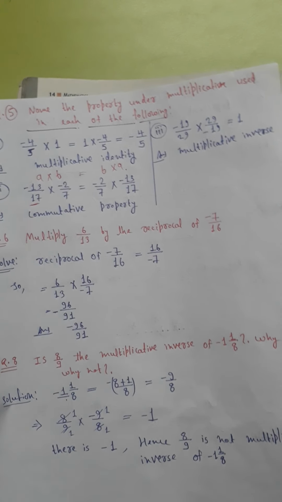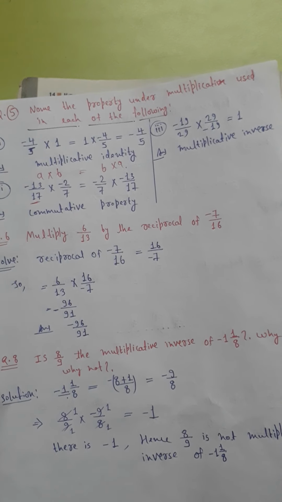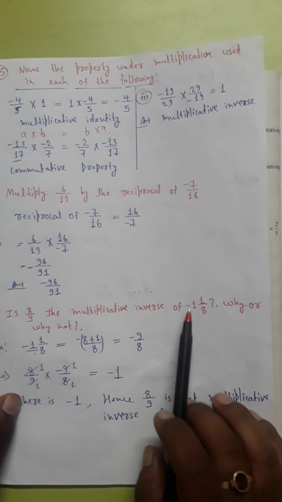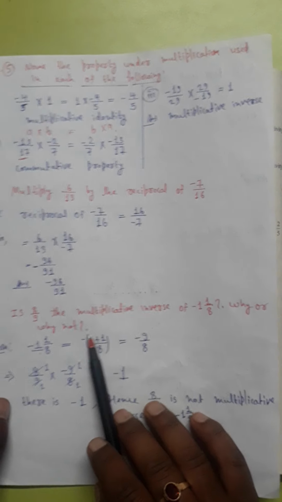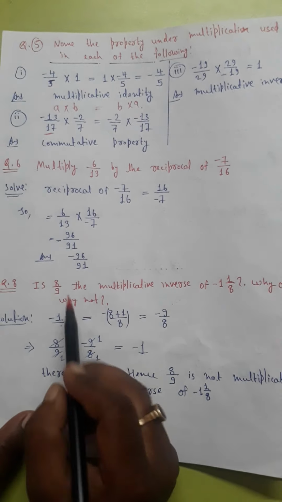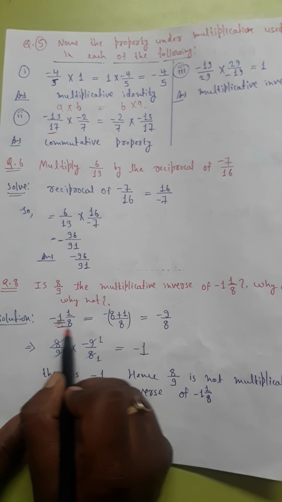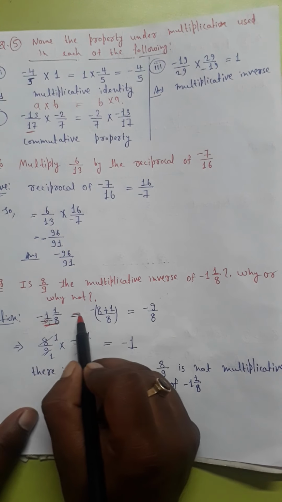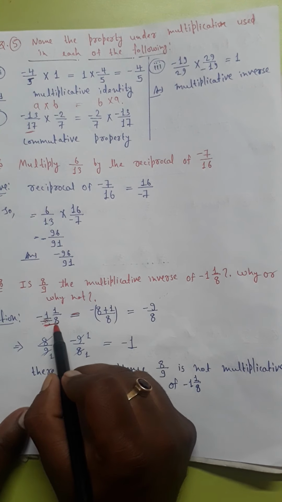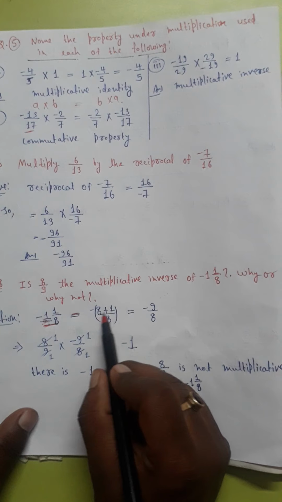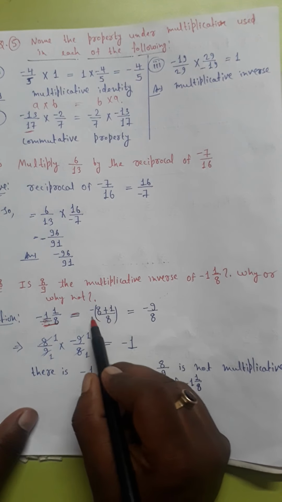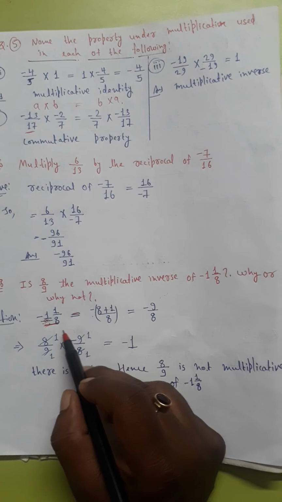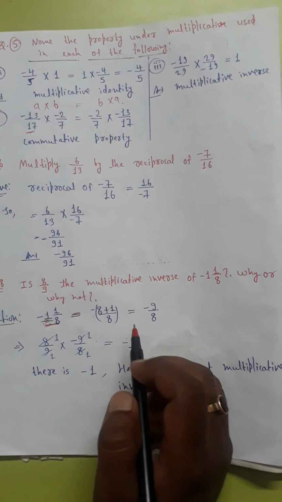Okay, and the last question, question number 8: is 8 by 9 the multiplicative inverse of minus 1 and 1 by 8? Why or why not? First of all, it is given as a mixed fraction, so we will make it an improper fraction. Minus 1 into 8 plus 1 upon 8 gives minus 9 upon 8. We multiply with 8 upon 9, so we are getting minus 1.